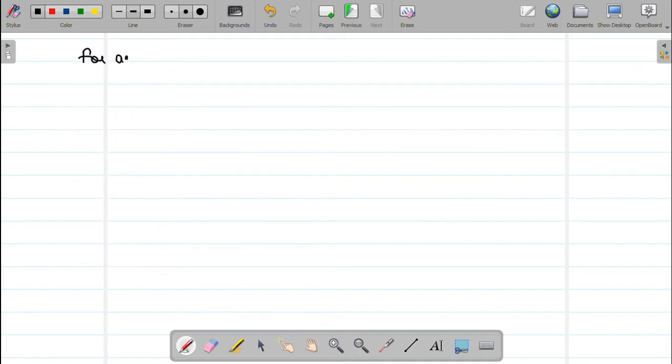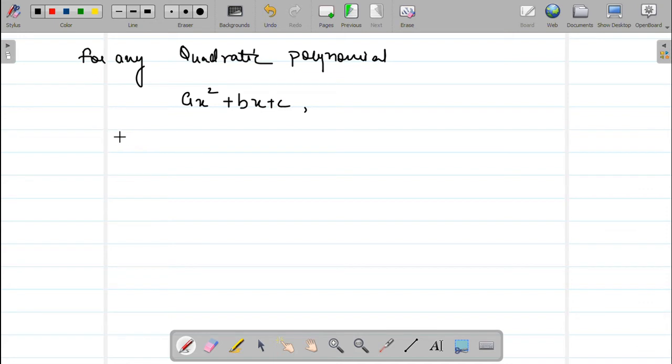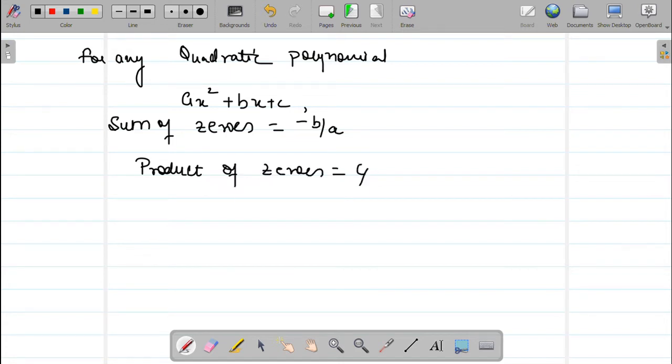Now any quadratic polynomial ax square plus bx plus c, which is the standard form of a quadratic polynomial, I have a relationship that sum of zeros is given by minus b upon a. B is the coefficient of x and a is the coefficient of x square, and the product of zeros is given by c upon a.